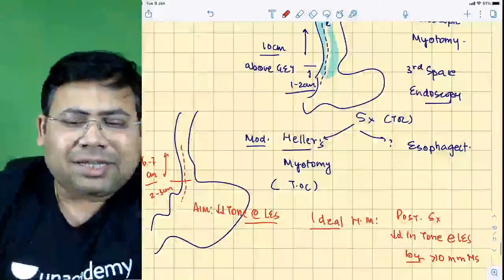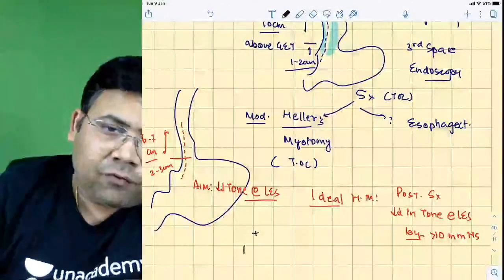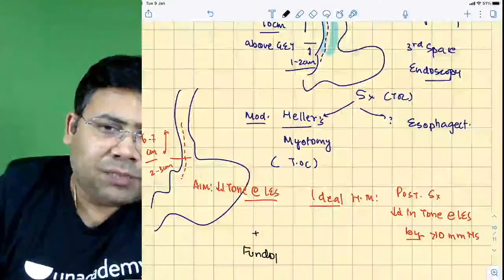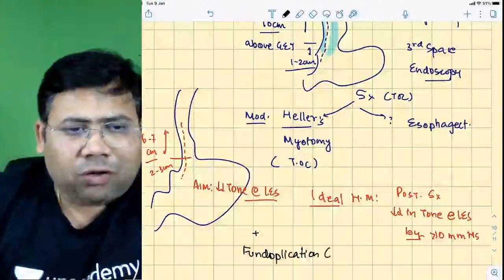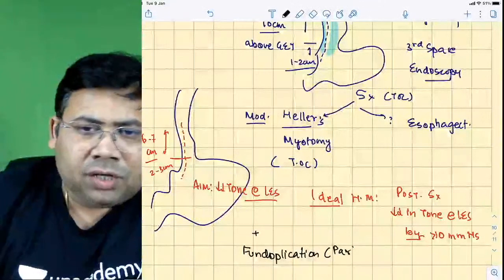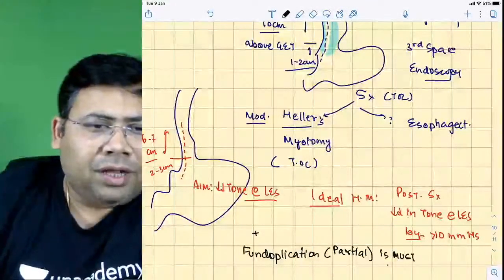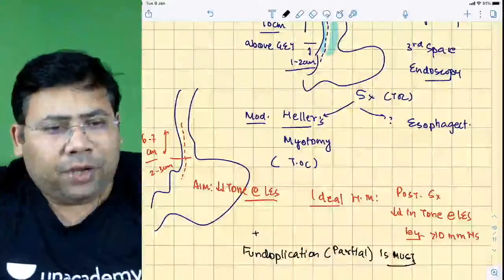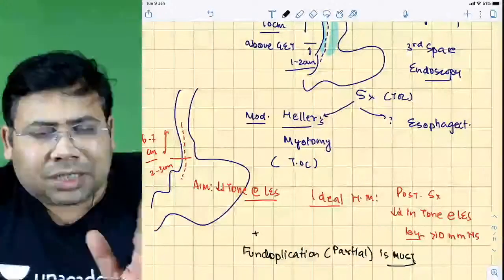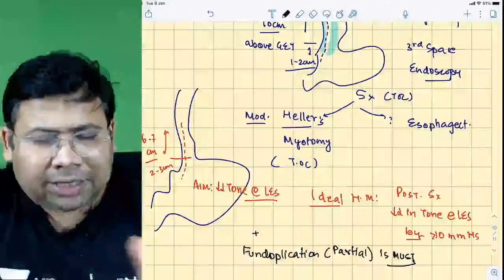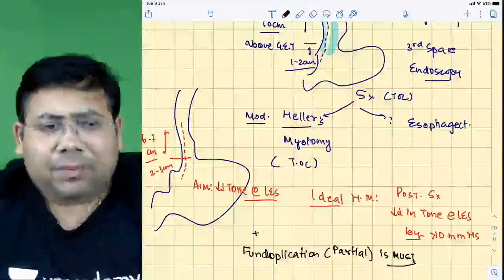Since you are decreasing the tone, you always have a risk of reflux. Therefore, fundoplication, remember, for these patients you generally prefer to do a partial fundoplication, Dor or Toupet. So partial fundoplication is a must in order to prevent the reflux. You can do a floppy Nissen, you can do a Dor, you can do a Toupet, anything. So this is Heller's myotomy and achalasia and its complete management.